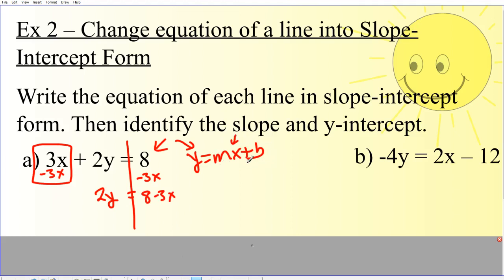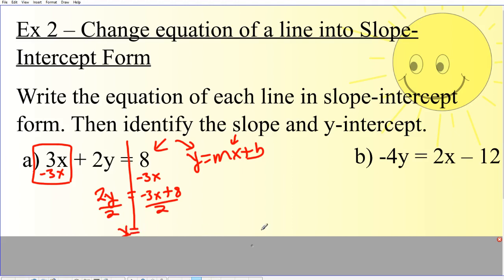You see how we put the x piece first? I'm going to do that. I'm going to put that negative 3x first and the positive 8 second. That way it's starting to look like this. You see how it's starting to get there? It's really close. All we have to do now is get rid of this 2 in front of the y, and we're in slope-intercept form. And since that's a multiply, if we divide by 2 on both sides, we get our answer.